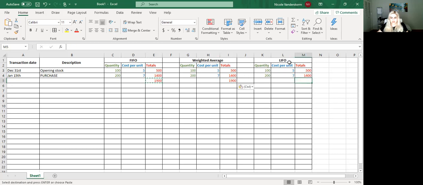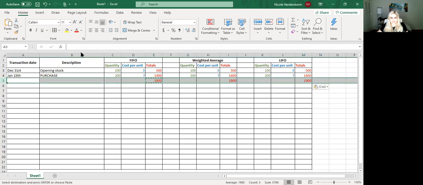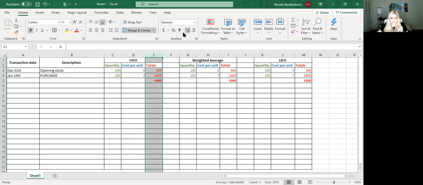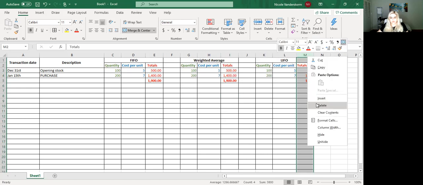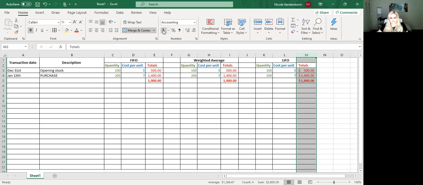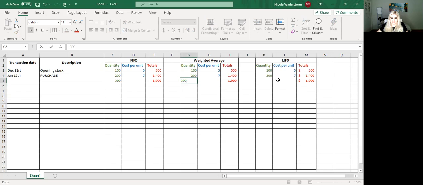Now, the issue of the way to value your stock is not in the buying side of things. The issue arises in the actual selling side of things, because the question is going to be what was the cost of sales of the inventory that I just sold. So let's do another example here. So folks, we know that we have 300 items of inventory that is valued at $1,900.